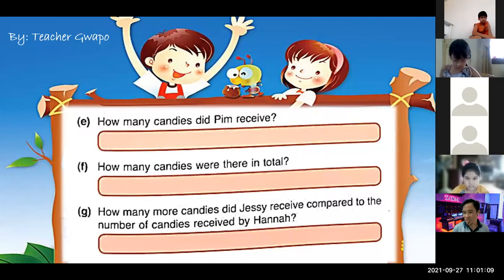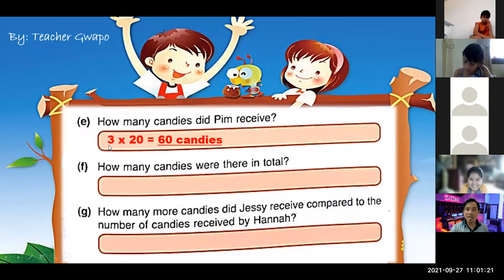Pim, look at the picture there. There are only 3 pictures. Okay, try again. 60. Okay, 60. It's okay. Because there are 3 candies, so 3 times 20 is equals to 60 candies. Okay, very good. It's okay, Rita. So you will just multiply the number of candies you can see there into 20.